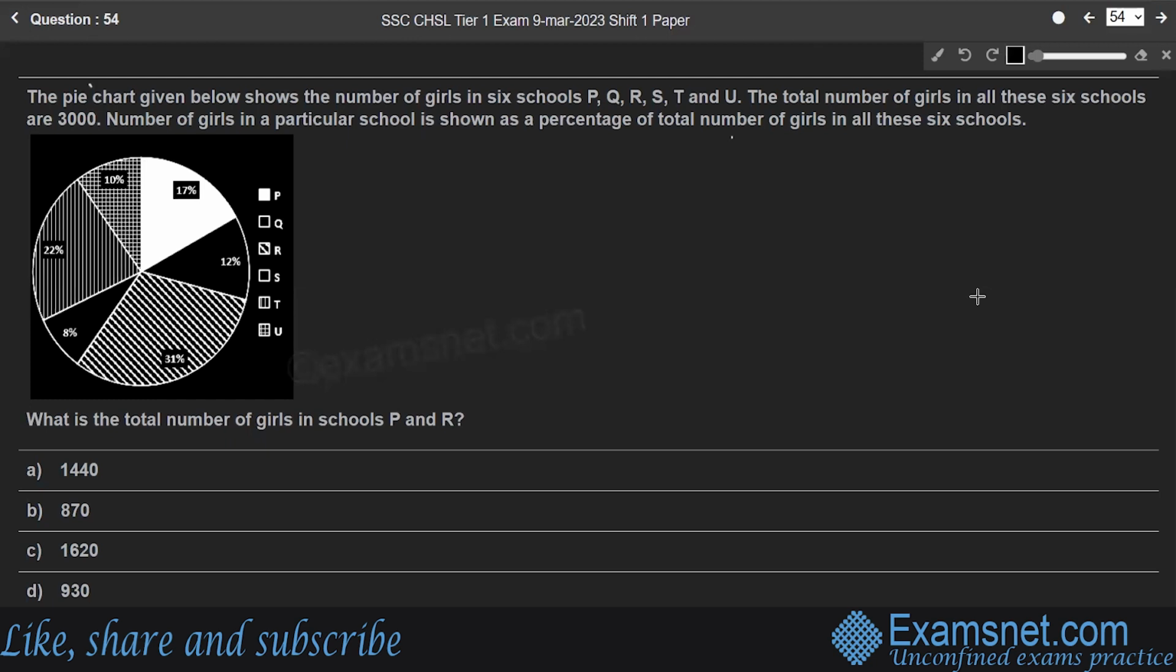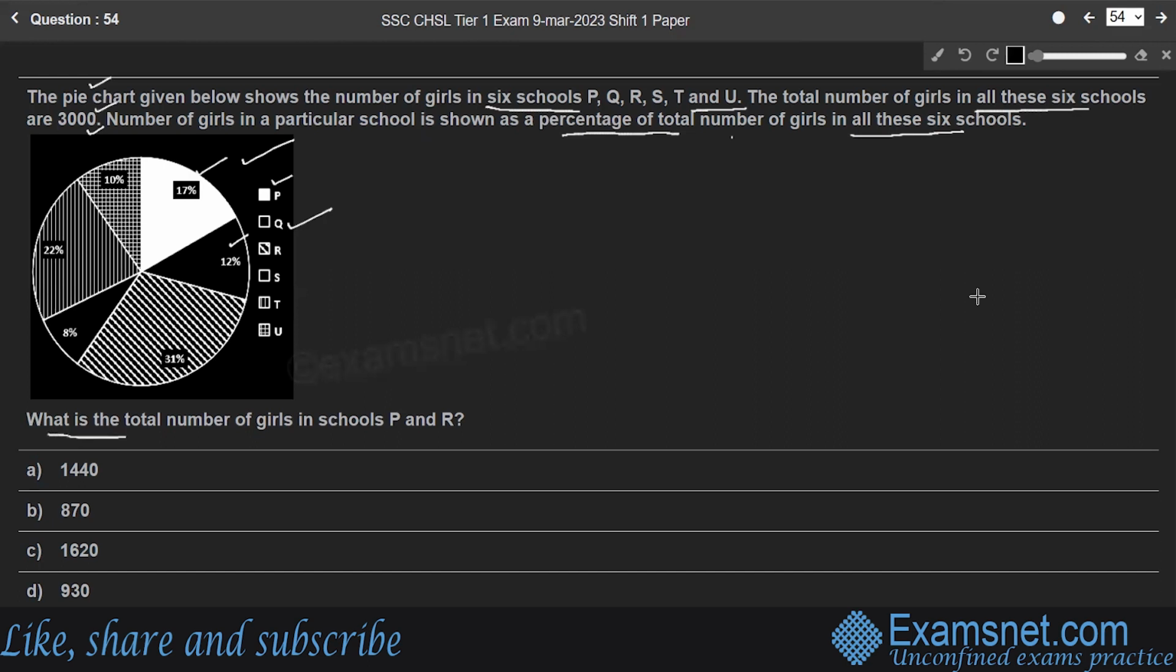Question 54. The pie chart given below shows the number of girls in 6 schools, P, Q, R, S, T, and U. The total number of girls in all these 6 schools is 3,000. Number of girls in a particular school is shown as a percentage of total number of girls in all these 6 schools. So in the given pie chart, number of girls in school P is equal to 17% of total number of girls, whereas school Q, indicated with black shade, has 12% of girls, 12% of 3,000 total number of girls.